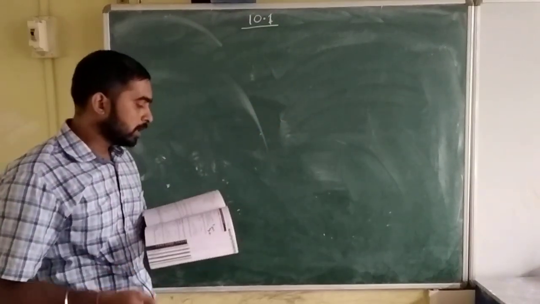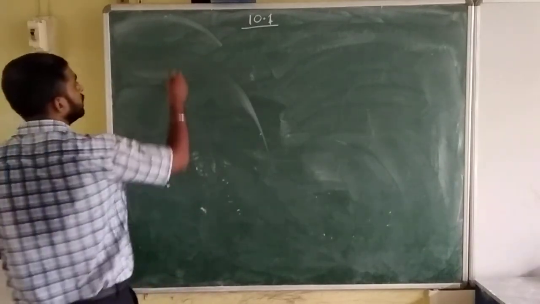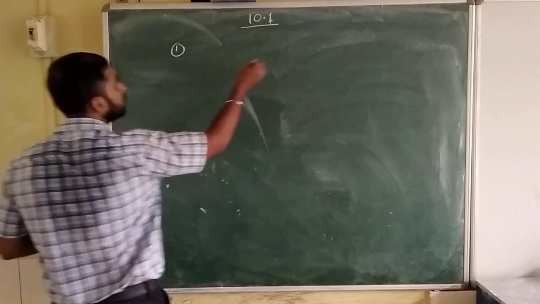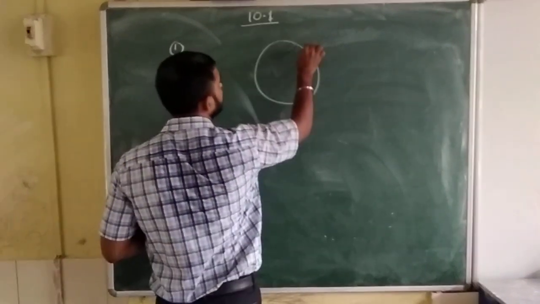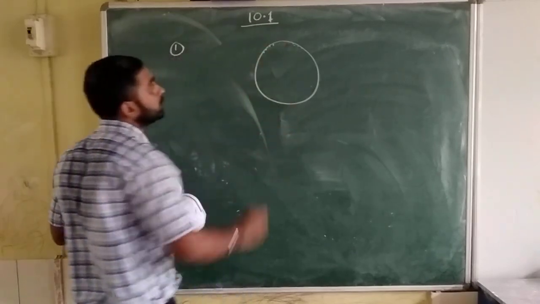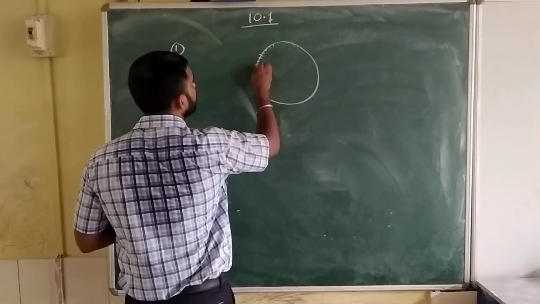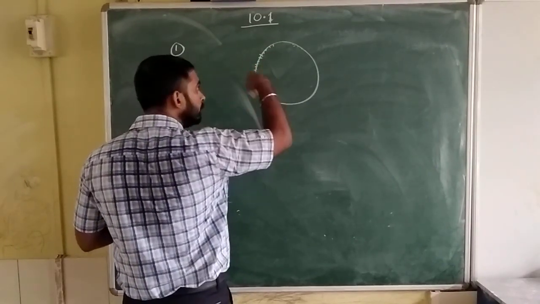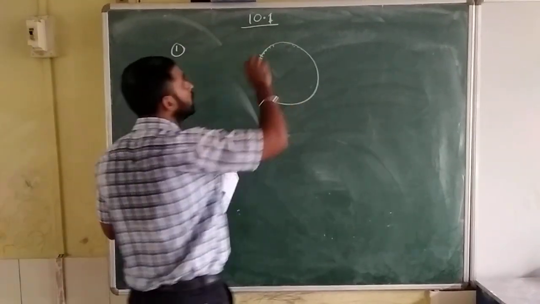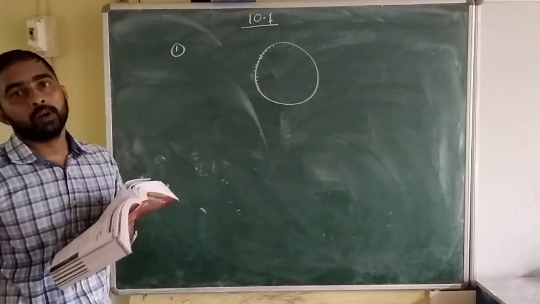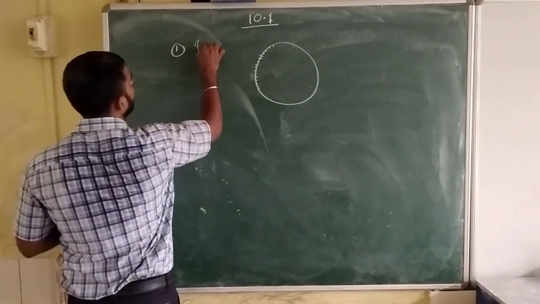So the first question is, how many tangents can a circle have? On the circumference of the circle there are infinite points. So if on the circumference there are infinite points, then through the infinite points we can draw an infinite number of tangents. So the answer to the first question is infinite.